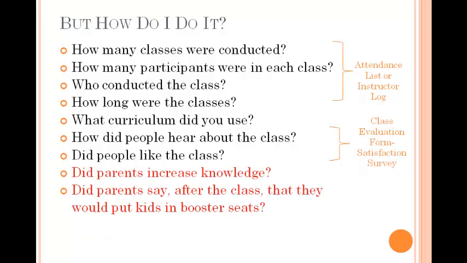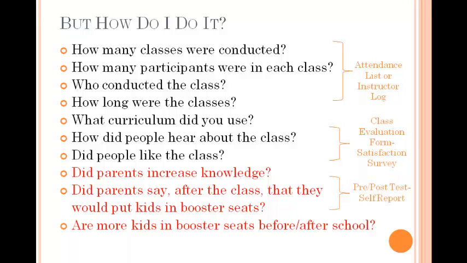The first two groups that I just went over are examples of process evaluation. Now the ones in red here, did parents increase knowledge and did parents say after the class that they would put their kids in a booster seat? These are examples of outcome evaluation. You might find this information from pre or post tests that you've conducted, and these would be self-reported. Or if you are wondering if there are more kids in booster seats before or after school, you could conduct observational surveys. Again, the bullet points in red are outcome evaluation measures, and then those in black are process evaluation.